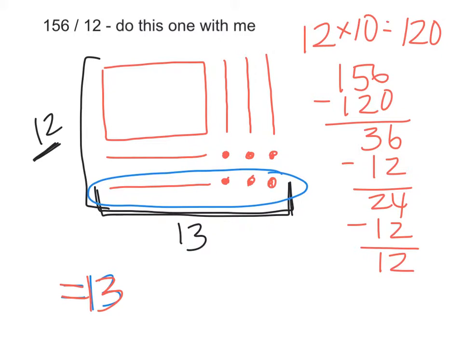Each of these other groups have 13 also, 10, 11, 12, 13. These groups do also. I'm just not showing each individual little square. Right here, that's still a group of 13. But it still comes up to be 13. So 156 divided by 12 is 13.